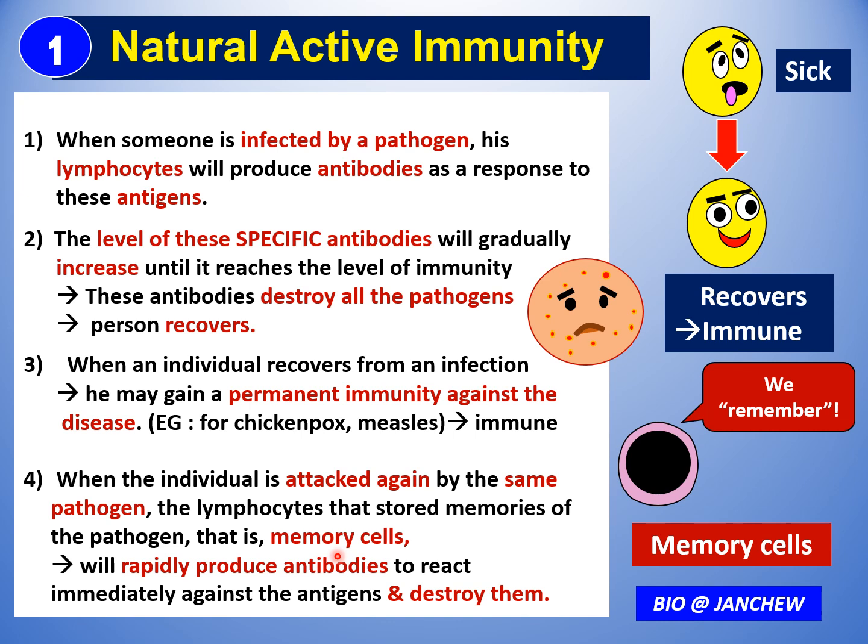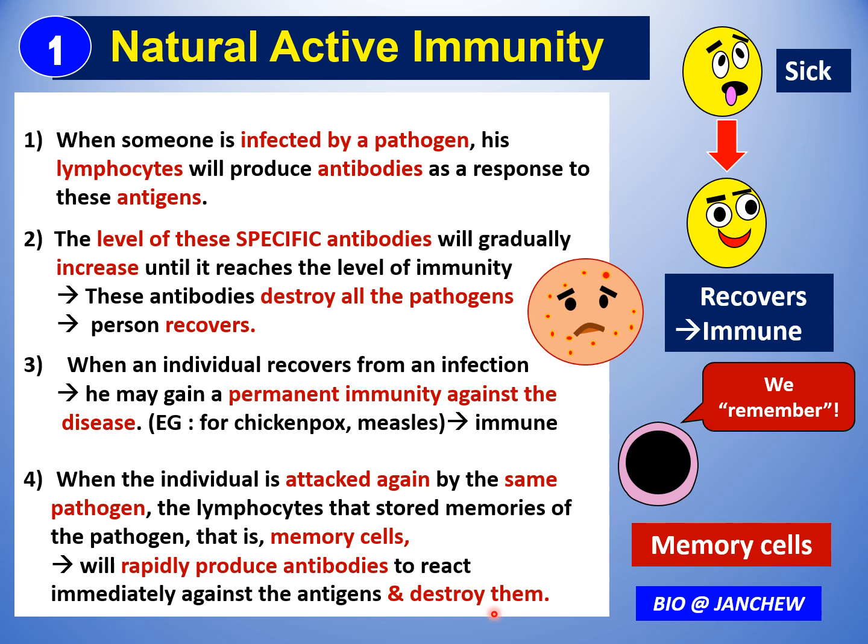Okay, memory cells are actually lymphocytes that have stored memories of the pathogen and also of the antibody needed to destroy the pathogen. So when an individual is attacked again by the same pathogen, for example the chickenpox virus, he doesn't fall sick, because the lymphocytes that stored the memories of that pathogen and that can produce the specific antibody are still around, some of them, from the first infection. So they are called memory cells. They are in the blood and they are ready, right? Because they can produce that specific antibody already.